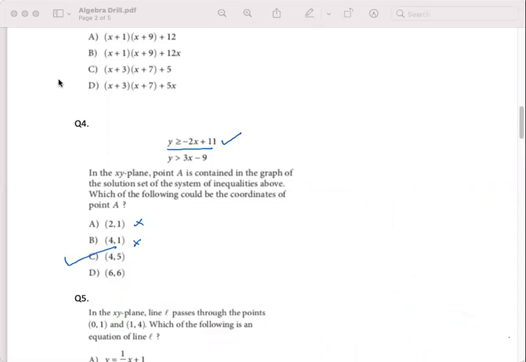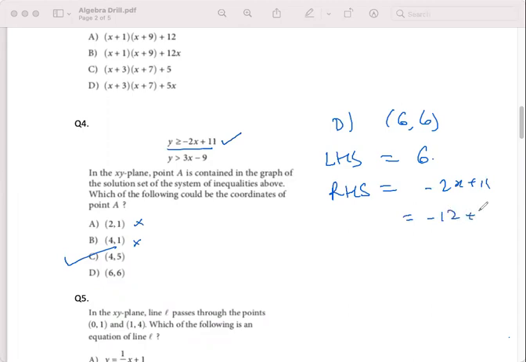Okay, so for option D, (6, 6), my left-hand side for the first inequality is 6, and my right-hand side is minus 2x plus 11, which is minus 12 plus 11, which is minus 1. So the first one is satisfied.